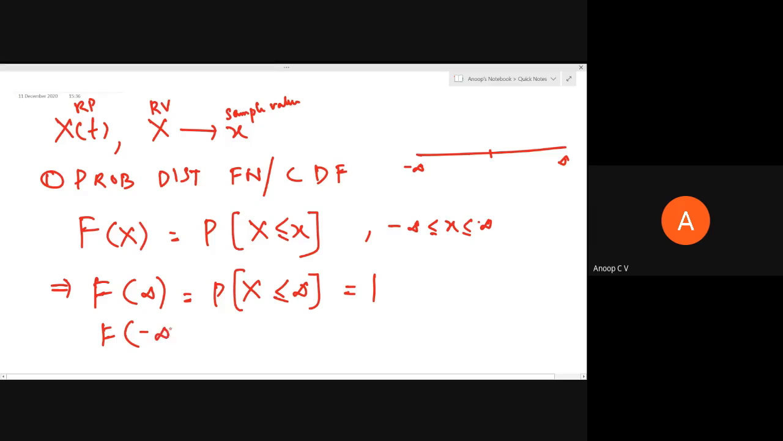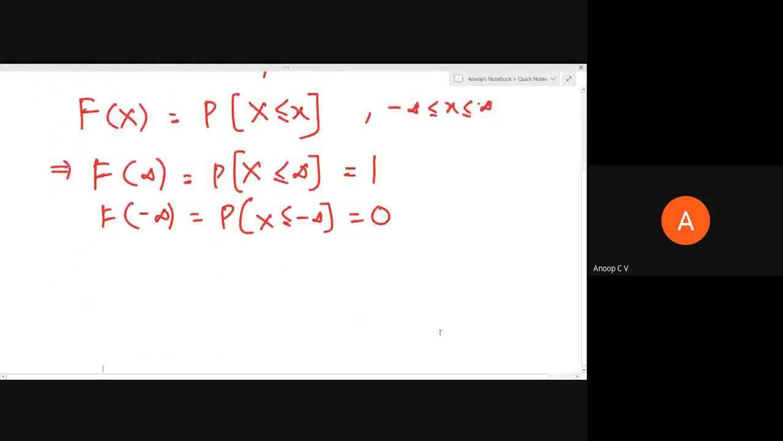And probability of minus infinity, right? Can anyone tell me what is the cumulative density function of minus infinity? That is the probability that x is less than or equal to minus infinity. Can anyone tell me what that is? You can unmute and tell. Right, so this will be equal to 0.